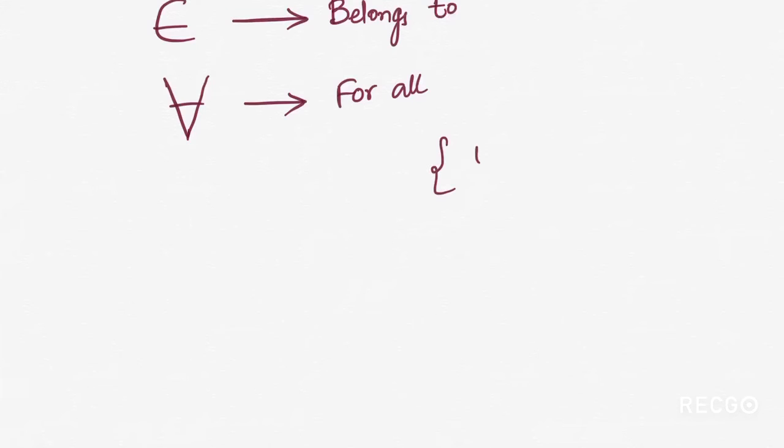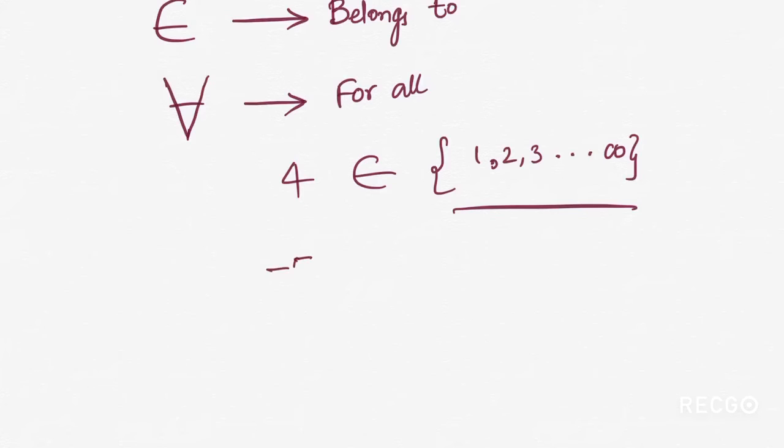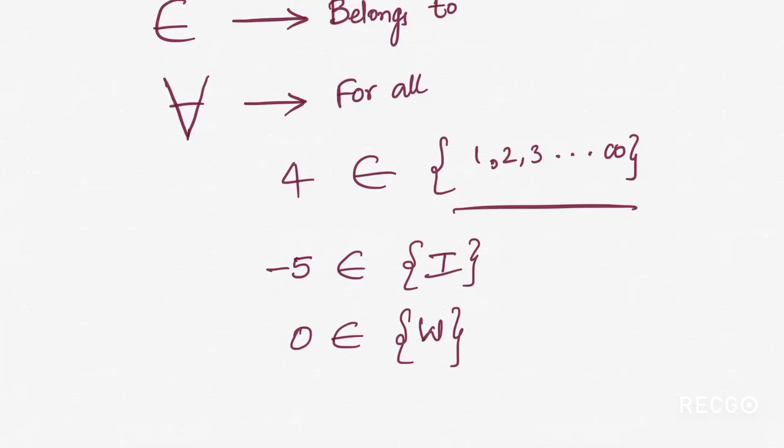Let us say natural numbers. We know that natural numbers are 1, 2, 3 and so on up to infinity. Belongs to means a number belongs to this complete set. We know that 4, take a number 4, belongs to the natural number set. Minus 5 belongs to the integer set. 0 belongs to the whole number set.